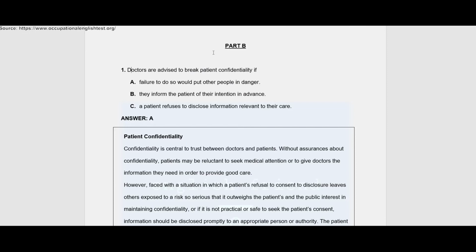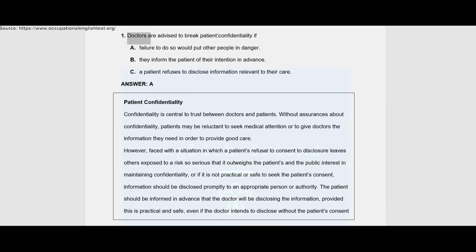Question number 1 in part B. Doctors are advised to break patient confidentiality if. Here the answer is A, and it says failure to do so would put other people in danger.